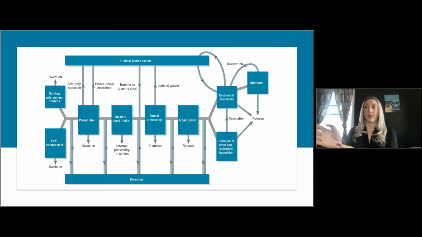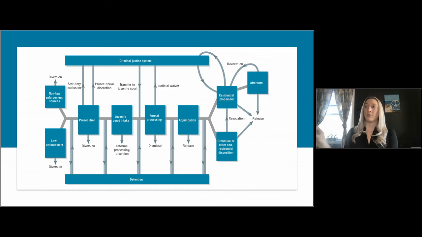From there, the case could go for formal processing. The juvenile could be detained again. That's happened before, if they're still engaging in behaviors that they shouldn't be. And then they can maybe come back up, they'll be adjudicated on their charges, and then you'll see these different options you have over here to the right. Those are going to be your main two. They're either going to be placed on probation, or they're going to be placed in a residential facility.